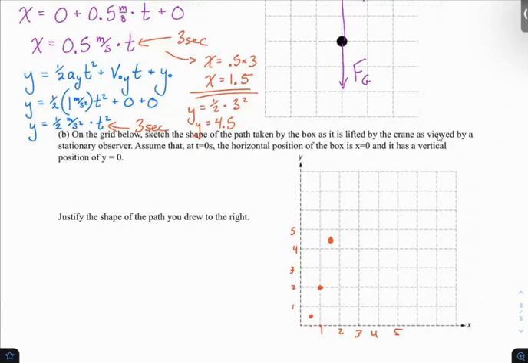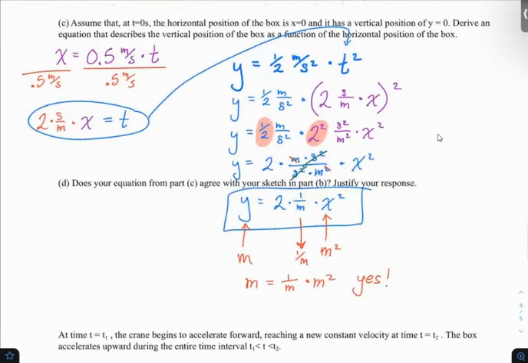Other questions? Yes. Can you just scroll back to part C? Yeah, of course. Anything else?